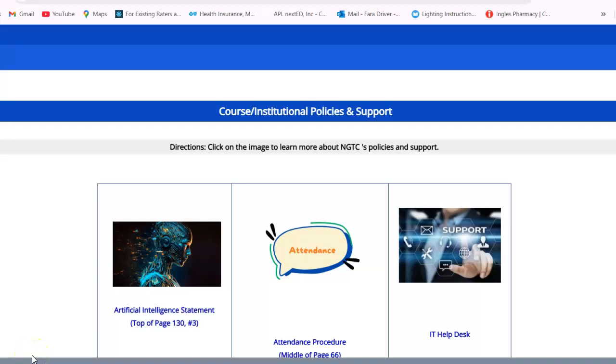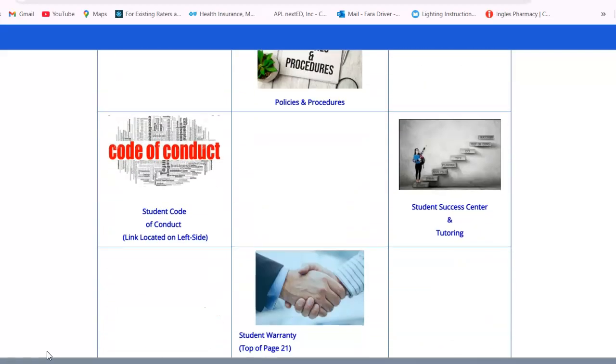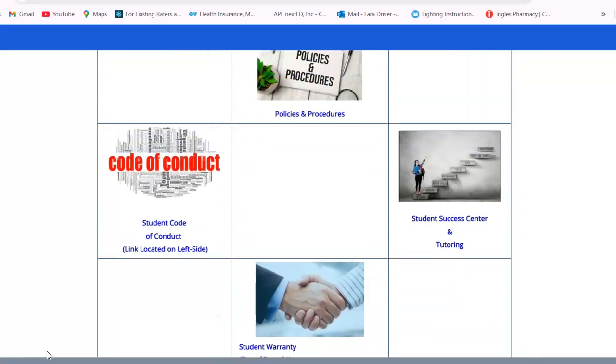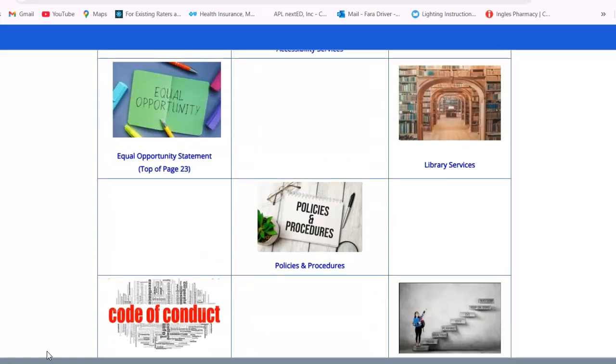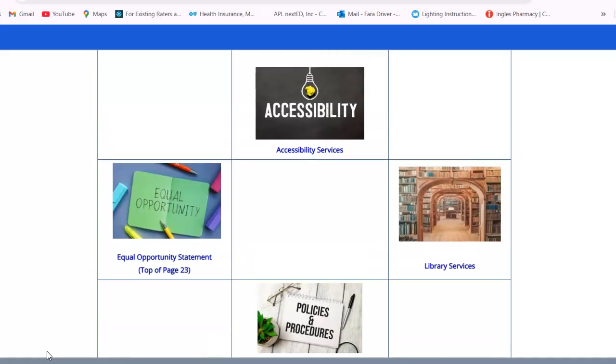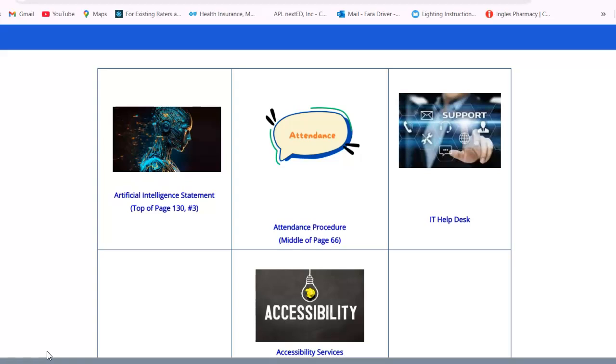Okay, so it comes to the course institutional policies and support. You'll notice that there are a number of things here, lots of things you can go look at and read about yourself. The Student Success Center, Code of Conduct, policies and procedures, library service, equal opportunity statement, accessibility, the attendance, which I've already explained. And also if you need IT help, there's your link for that. The one I want to go to is the artificial intelligence statement. And this is what it pulls up when you click on it. Page 130. It's the entire handbook, by the way.